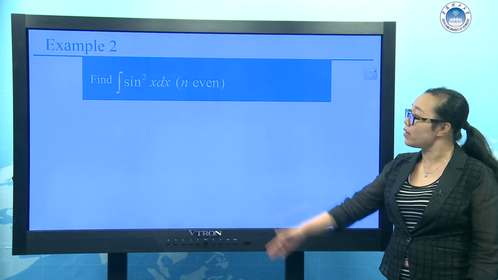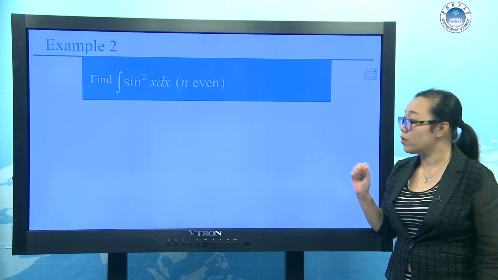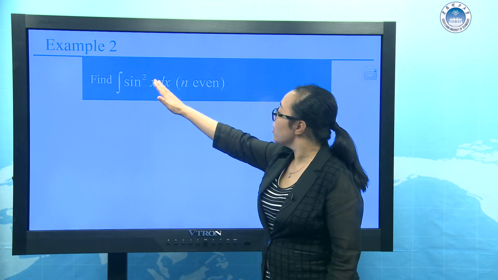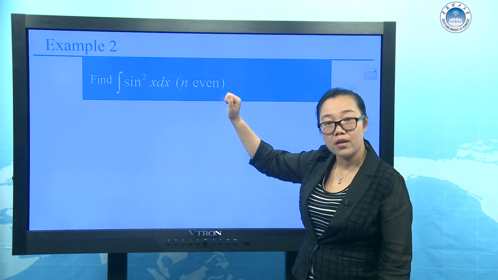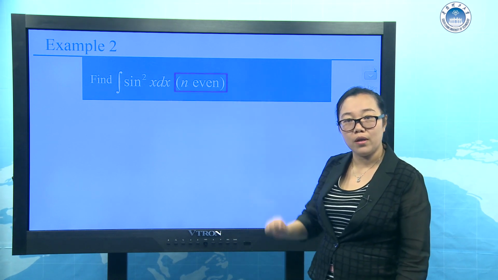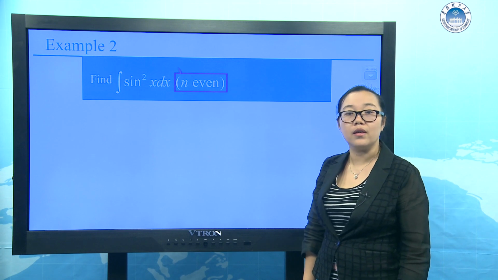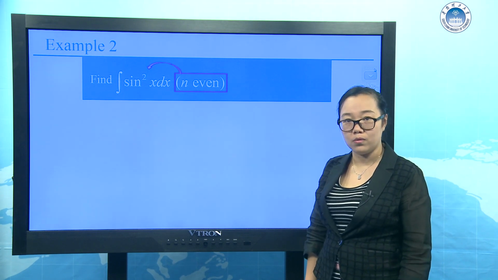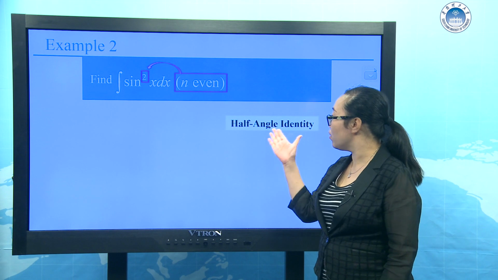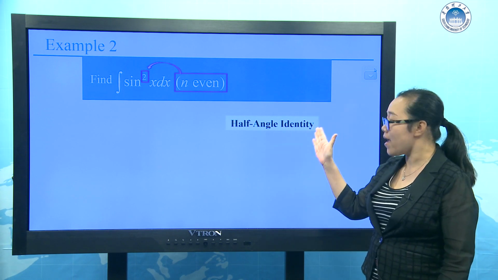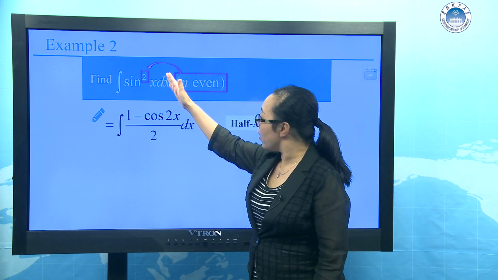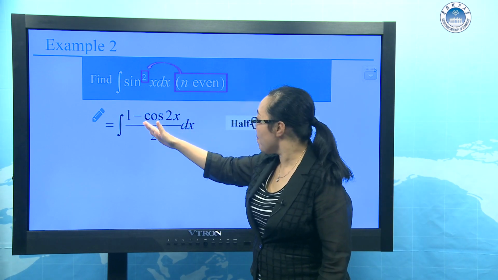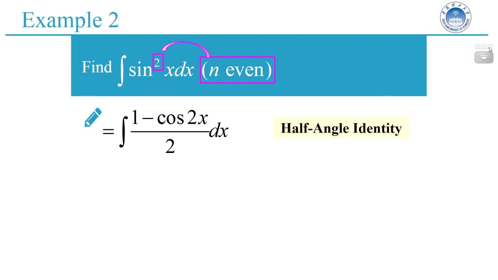So now we look at example 2. Try to find the integral of sin x squared dx. Pay attention, n is an even number. How to do? According to our known half-angle identity, we can write sin x squared equals 1 minus cosine double x over 2, dx.